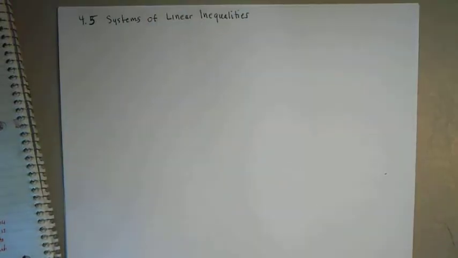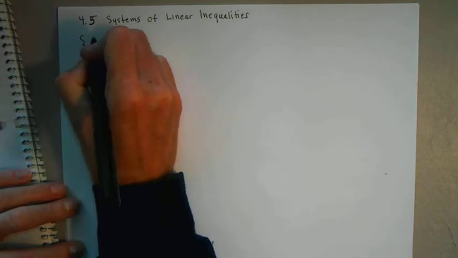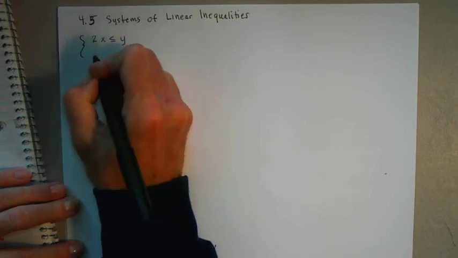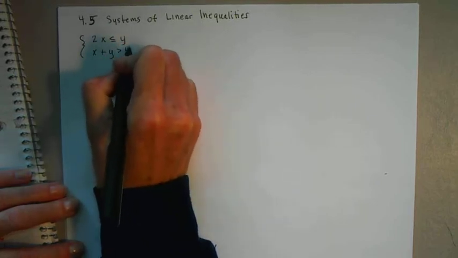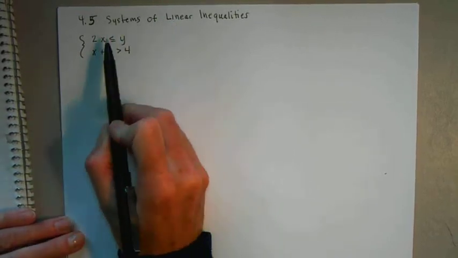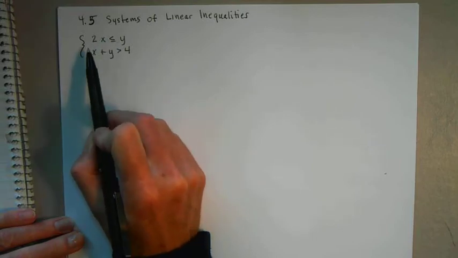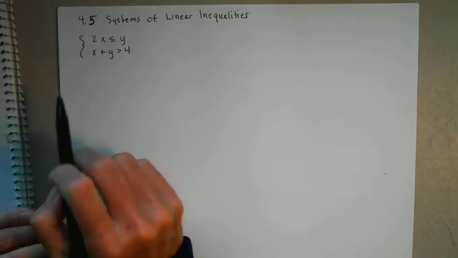Alright, 4.5. 4.5 is systems of linear inequalities. What they're going to do is give you a system, just like we've been dealing with, but instead of an equal sign, you will see an unequal sign, or an inequality. So this is an example of a system of inequalities, and they're still linear. There's no exponents, no radicals, no x or y's in the denominator. So they're your basic simple equations, but now they're inequalities instead of equations.